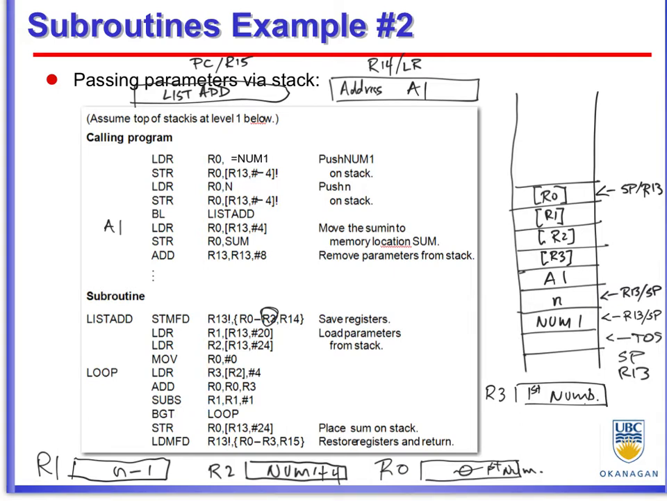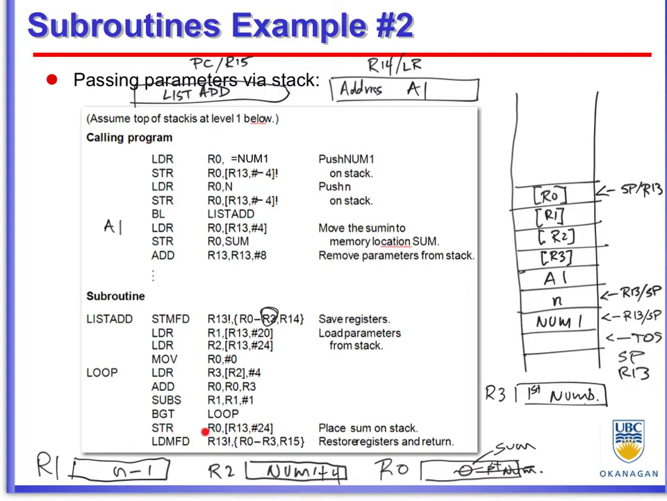So at the end of this, R0 is going to be equal to, I'll just say, sum of numbers, okay? We come out of the loop, and now we're going to store the contents of R0 somewhere, because the next instruction is going to restore R0 to what its contents were when we came into the subroutine. So we better store our result somewhere, otherwise it's going to get overwritten by this instruction.